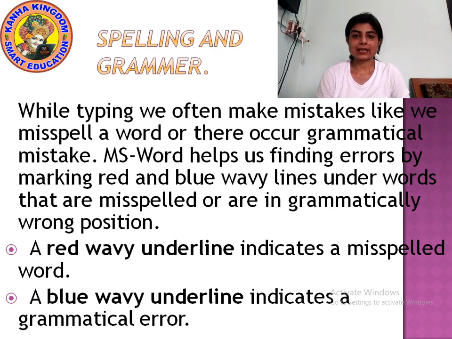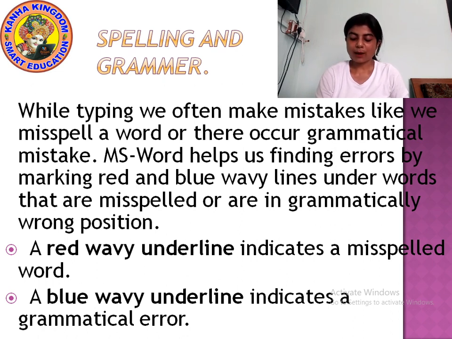Okay, it is incorrect. We have typed that incorrect. And there might also be some grammatical mistakes. Grammatical wrong position, that means we might have typed some grammatical mistakes in that sentence. A red wavy line indicates a misspelled word. Suppose you have misspelled a word, the spelling is not correct, then you will find a red wavy line below that word, by which you will come to know that that spelling is wrong.